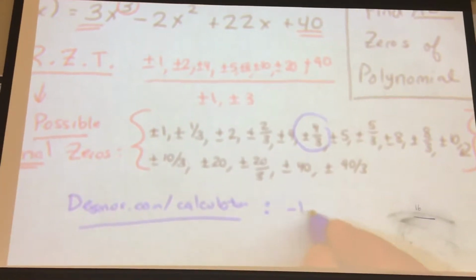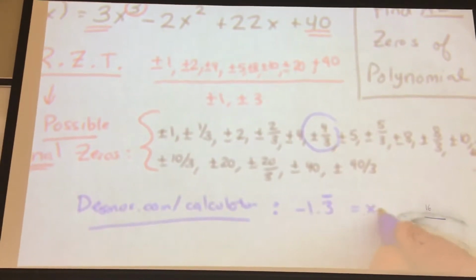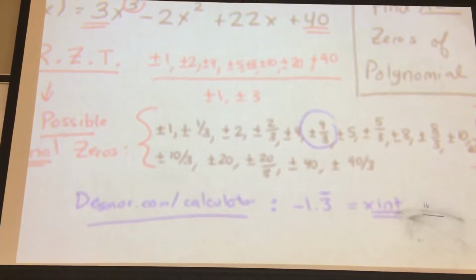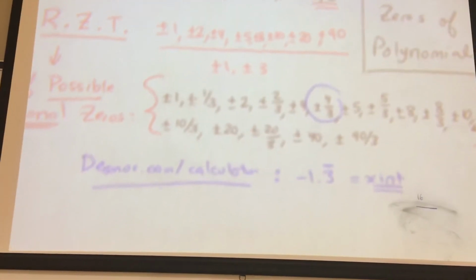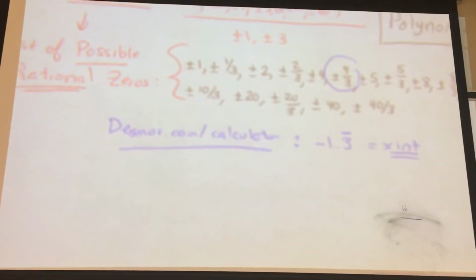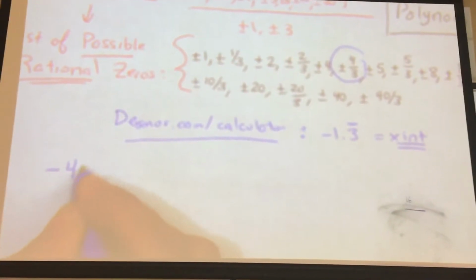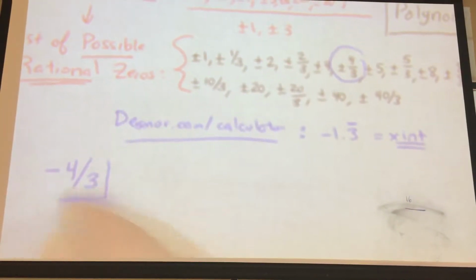We saw that -1.3 repeating was an x-intercept. Since that was our x-intercept, we're going to take it as a fraction, -4/3. We're going to put that zero, that real zero, in the box for synthetic division.